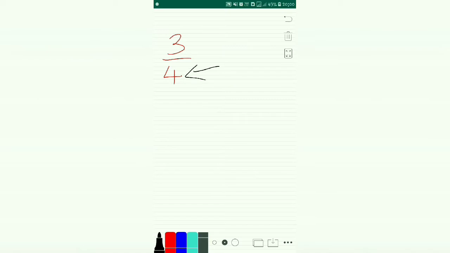Next part is a fraction in the form of percentage. A says 3 divided by 4. To perform 3 divided by 4, we are supposed to make this 100. That's our main motive, to make it 100. How are we going to do that? By multiplying it with 25.